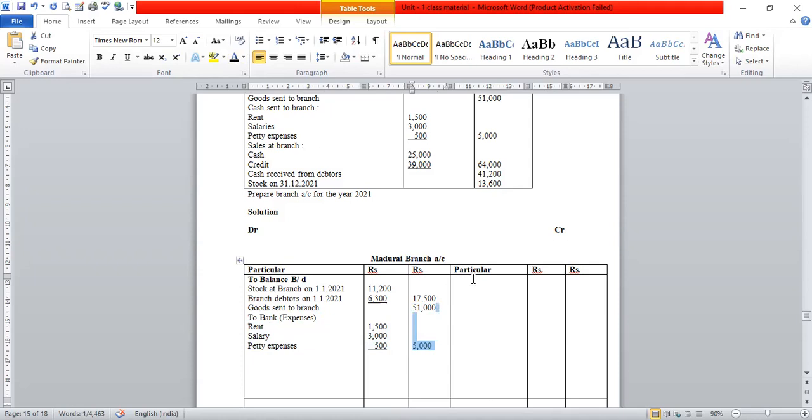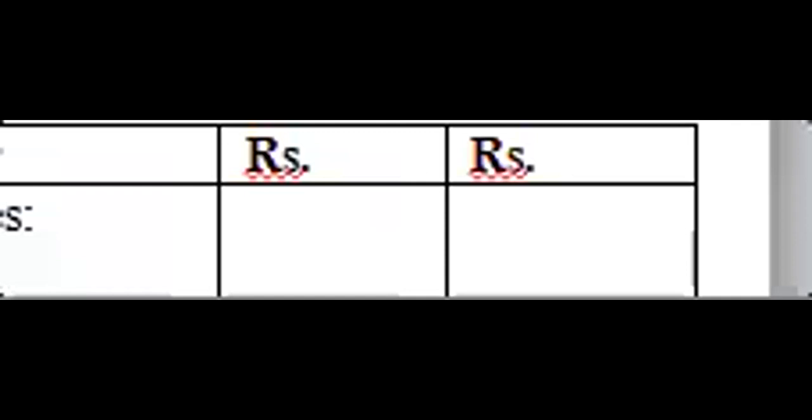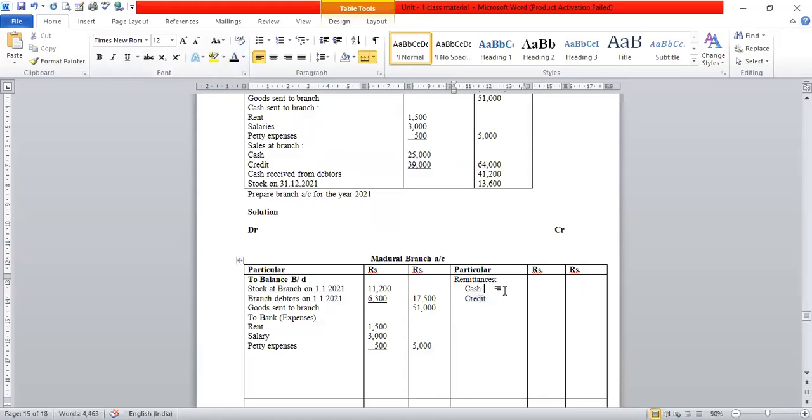The first item is the remittances. In the name of remittances, through what do I receive money? Remittances, through the cash sales. Another one is credit sales. Because they are not mentioning it, we can mention it here. That is cash sales, credit sales. So the values are.